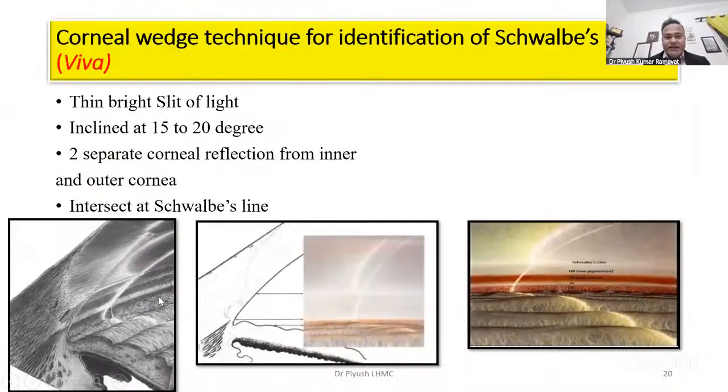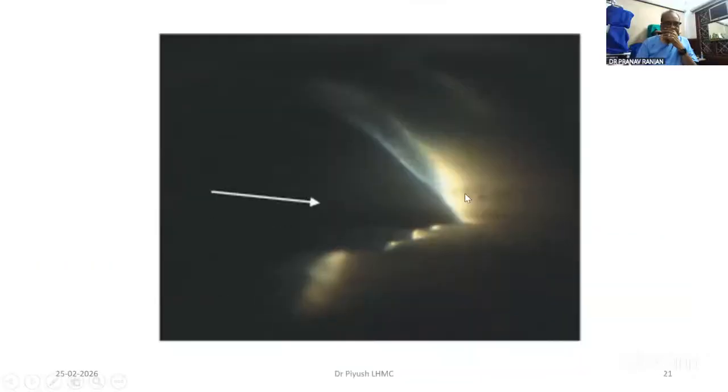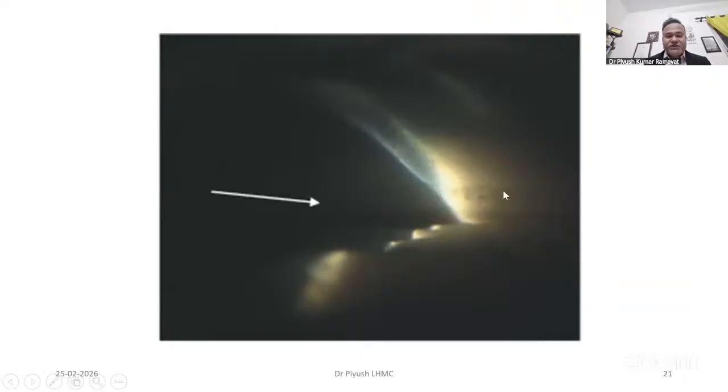So the main important thing: sometimes if the angle structures are not clear, you can go for the corneal wedge. Here we incline a thin bright slit of light about 15 to 20 degrees, and you will get two separate corneal reflections, one from the outer cornea and one from the inner cornea, and where they intersect is the actual Schwalbe's line location. So here there is a pigmentation, and we can get confused with the PTM band with this pigmentation, but on doing the corneal wedge technique, this intersection line is coming at this pigmentation level only. So this is not the PTM, the Schwalbe's line should be here.